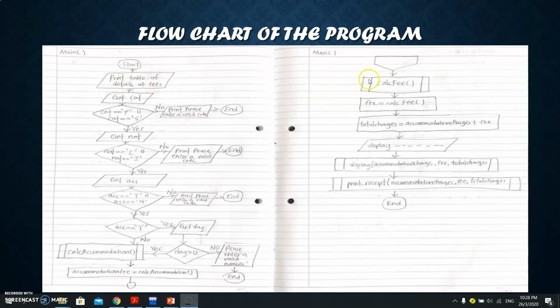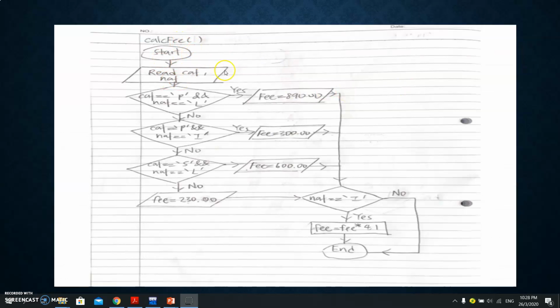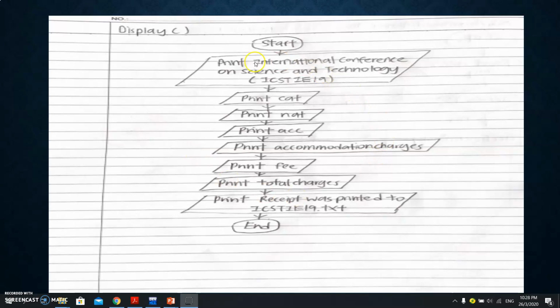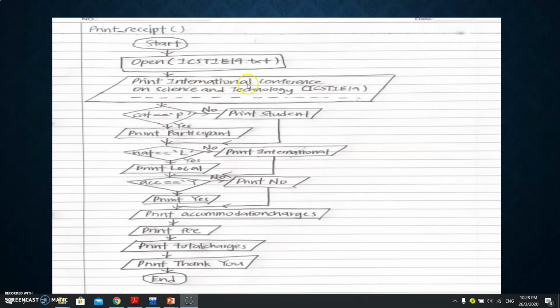So this is our flowchart of the program, which is for the main function. One is for the fee, one for the calculated fee, one for the calculated accommodation, then this one is for the display, and then this one for the print receipt.